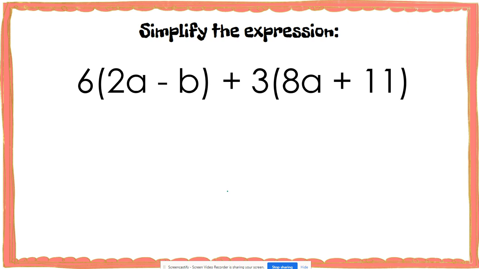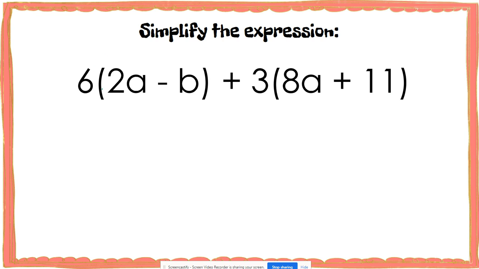Now let's simplify this expression. You'll notice that we have parentheses here. And a lot of people get confused because they look inside the parentheses, and the order of operations does tell us to solve what's inside of parentheses first. However, if you look inside the parentheses, 2a and b are not like terms, so they could not be combined. And in this parentheses, 8a and 11 are also not like terms, so they can't be combined.